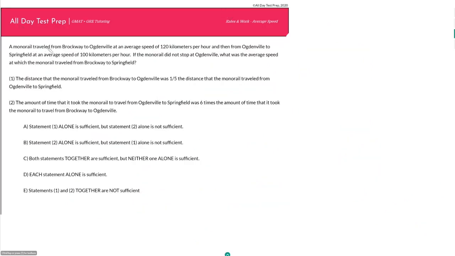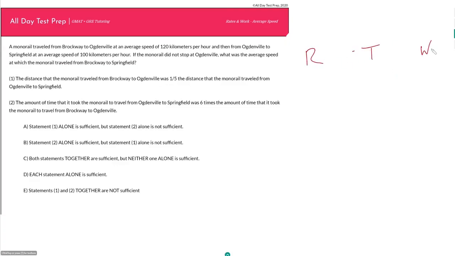Let's look now at an average speed question that is more of an actual GMAT question. A monorail traveled from Brockway to Ogdenville at an average speed of 120 kilometers per hour, and then from Ogdenville to Springfield at an average speed of 100 kilometers per hour. If the monorail did not stop at Ogdenville, what was the average speed at which the monorail traveled from Brockway to Springfield?